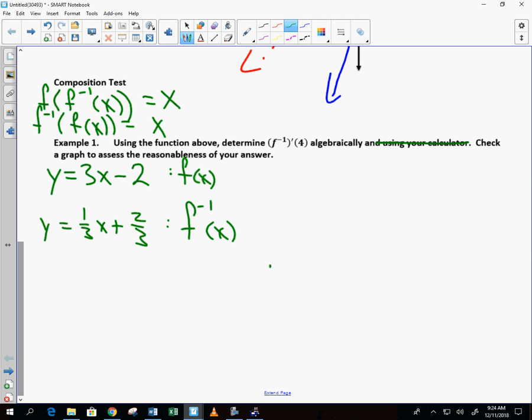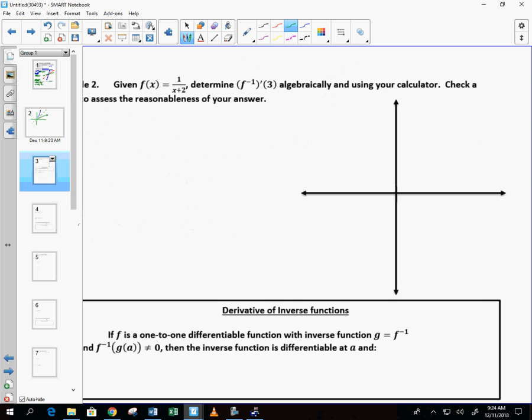So the derivative of the original function is 3. The derivative of the inverse function is 1/3. So you could manually find the inverse and then plug in the appropriate values, correct? Yeah, you sure could. There's an easier way to do it. So flip it over. I'm going to show you the easier way to go about it.